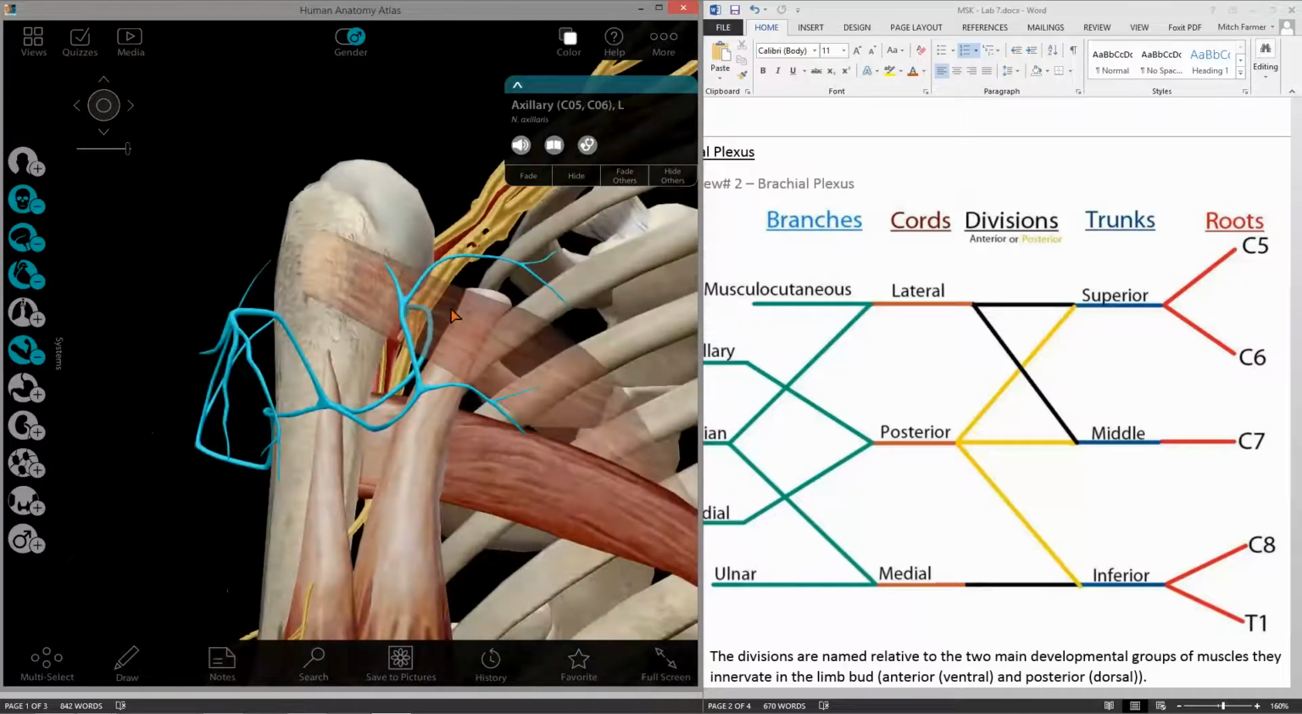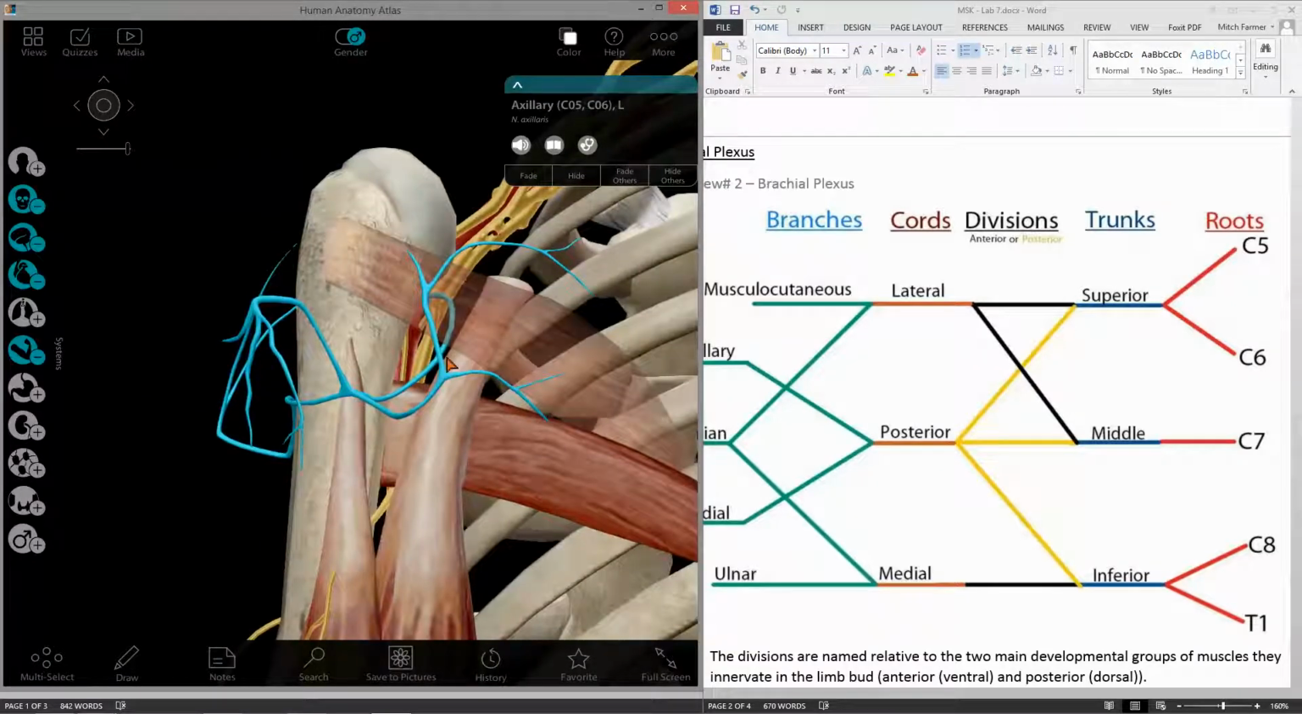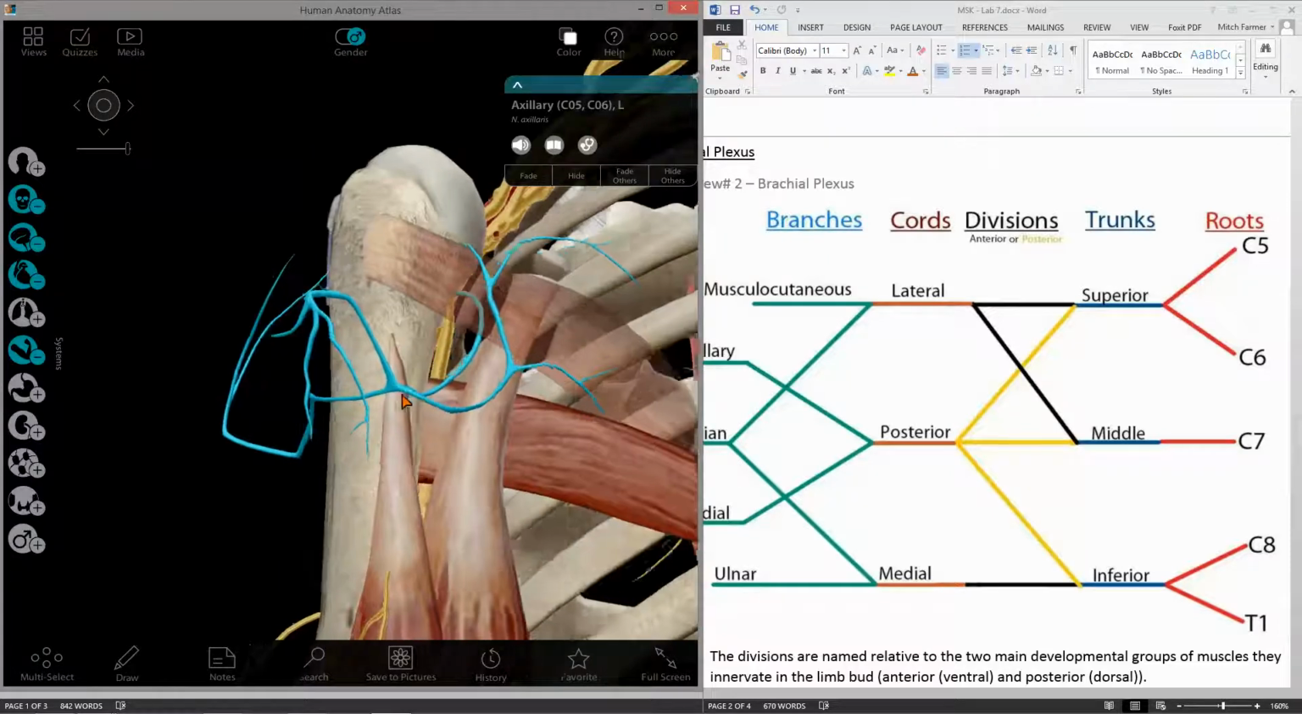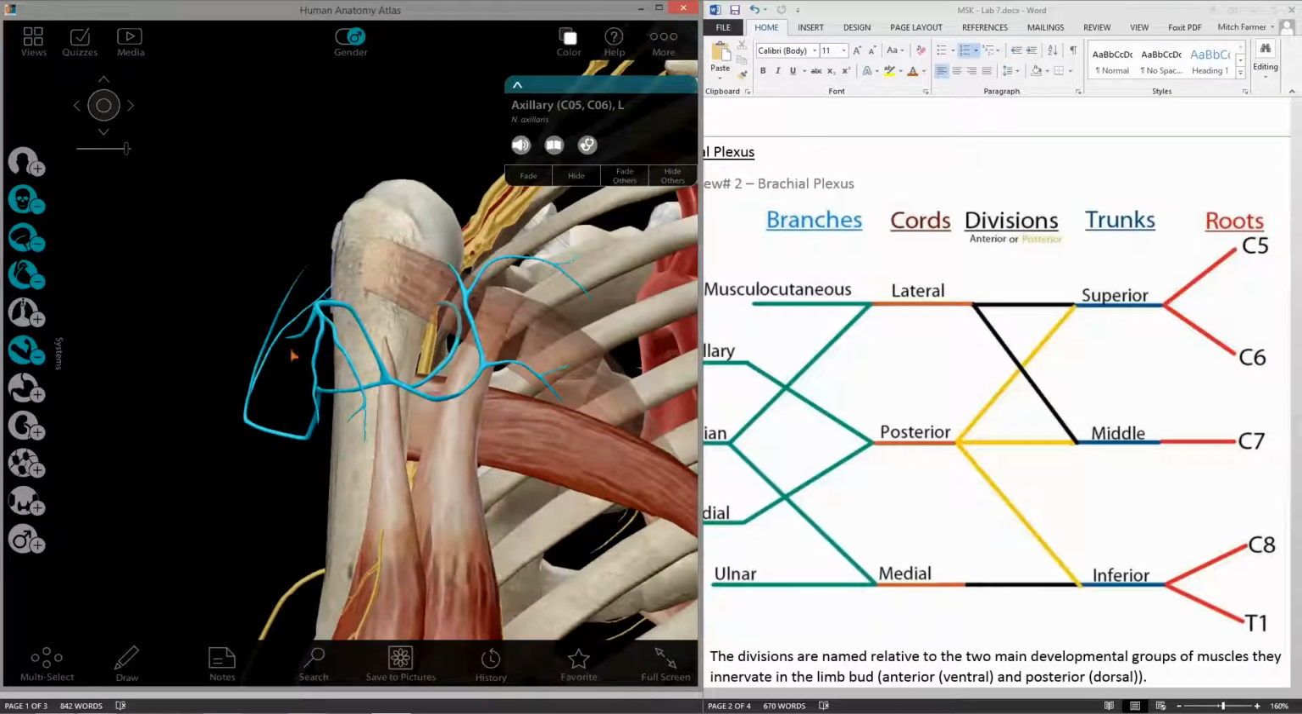So I'm going to hide the axillary nerve. Just keep in mind that it wraps around the humerus here, and so it can be damaged, and it innervates the deltoid as well as the patch of skin just above the deltoid.